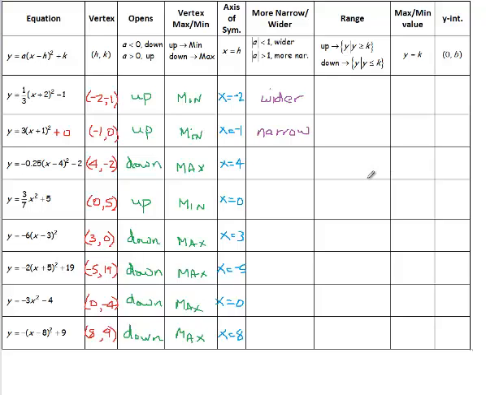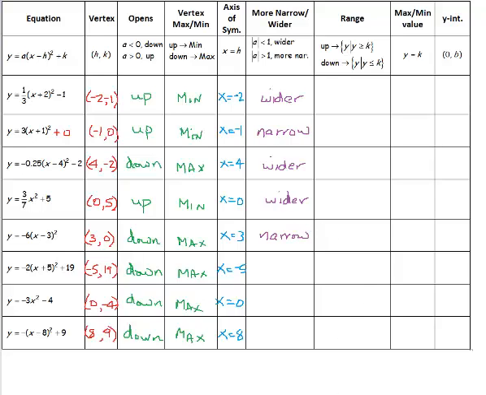Next one is negative 0.25. Now 0.25 is a quarter. Ignore the negative. 0.25 is less than 1, isn't it? It's less than 1, so this is wider. Okay, 3/7 is also less than 1, so this would be wider than normal. Normal is when it's equal to 1. 6, that's going to be a very narrow graph. Okay, because 6 is a large number.